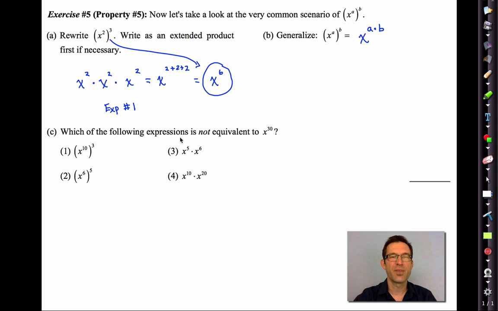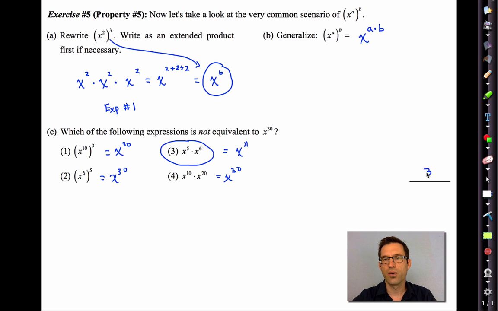Did you figure it out? It's choice number 3, right? X to the 5th times x to the 6th is x to the 11th. All the rest of them are x to the 30th, right? This is 10 plus 20, 30. This is 6 times 5, 30. This is 10 times 3, 30. So just choice 3. All right.